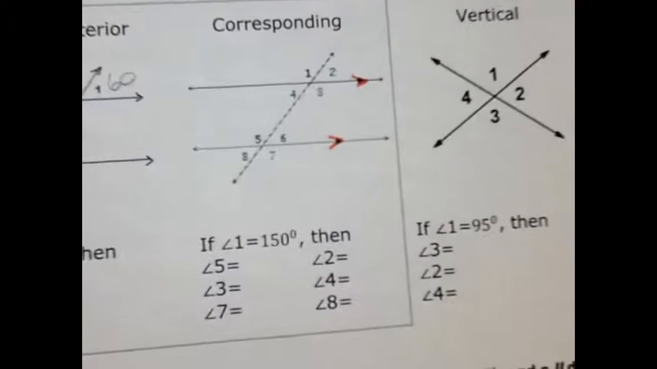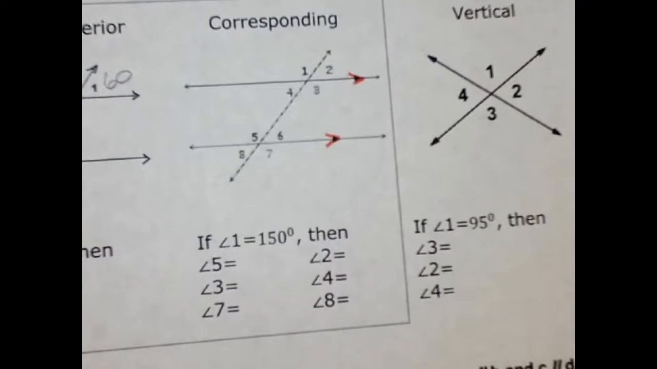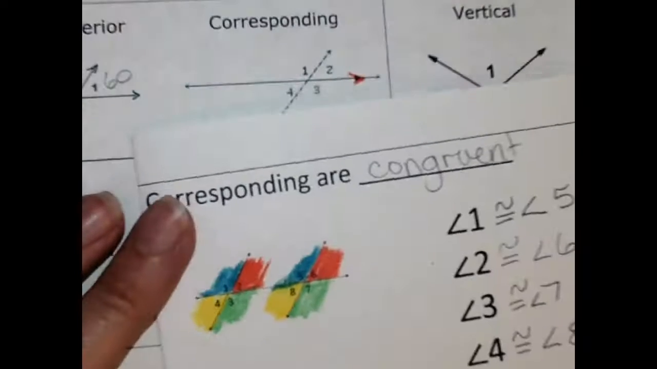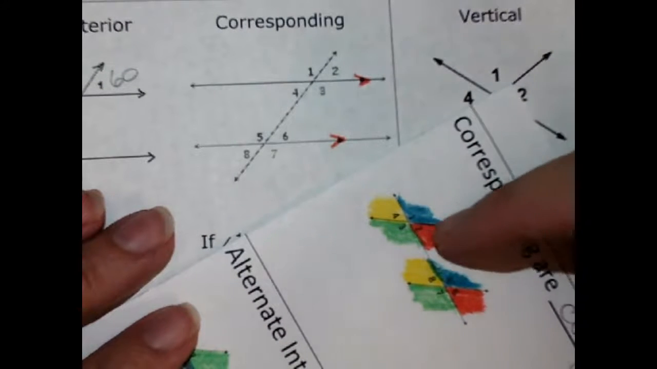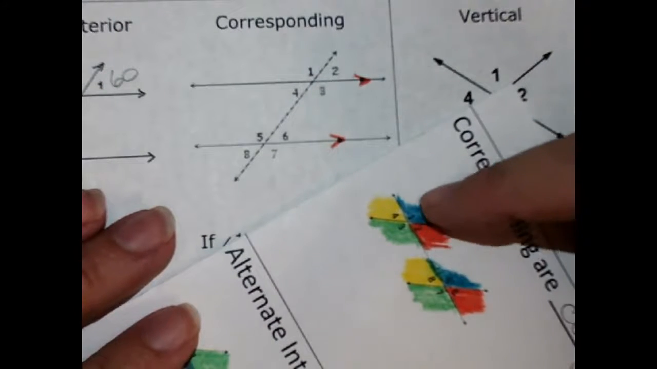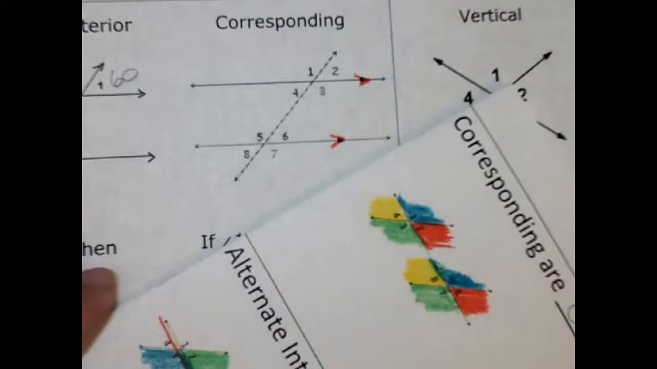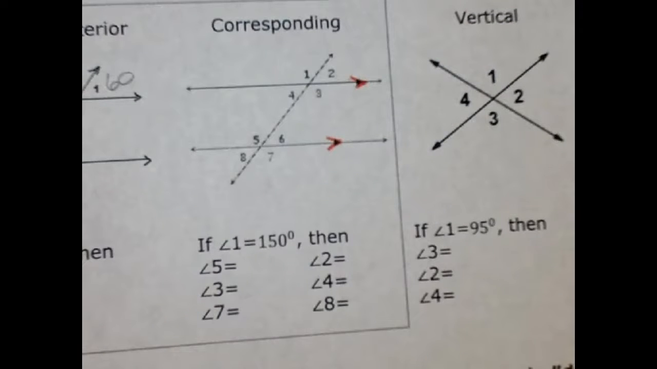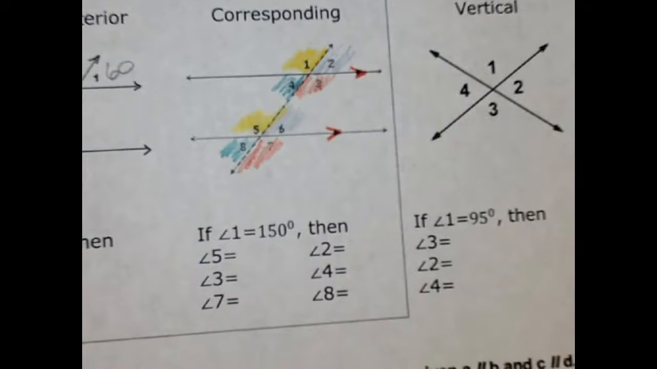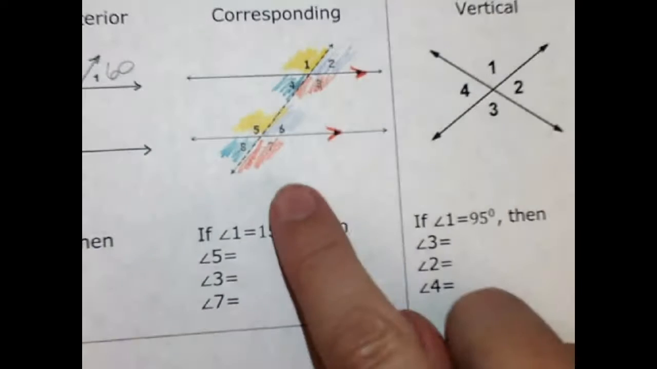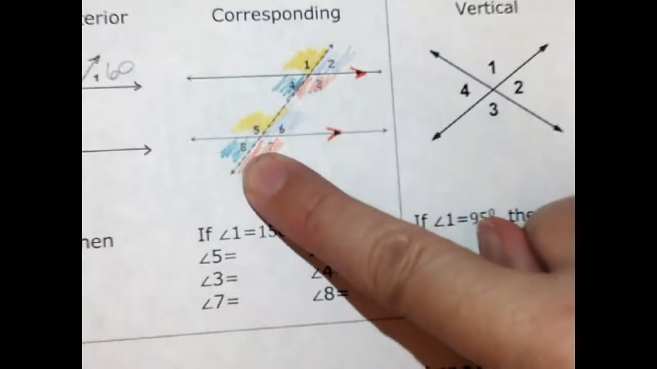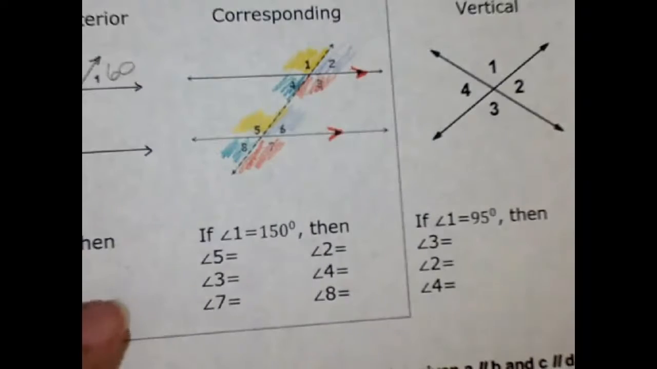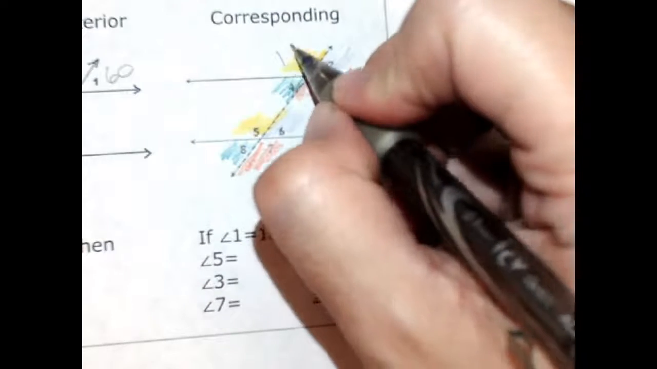Corresponding angles, remember, are the ones that line up. We put that on this page earlier. They're the ones where if I slid it down exactly, it would match up, like the orange one with the orange one, the blue one with the blue one, and so on. So here, I'm going to color these kind of like we did earlier. I just used some colors so we can see. Again, we're talking about what if I take this one and slide it down and match it up with this one. And what they tell me here is, what if angle 1 is 150?